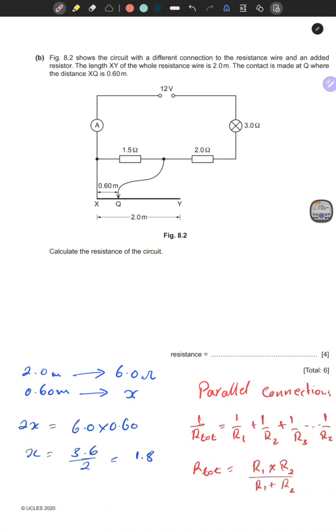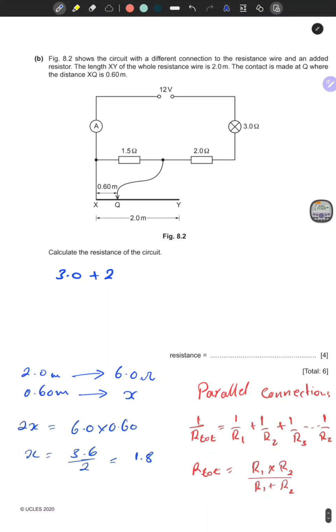Okay, so let's get back to adding the resistances together to get the total resistance here. So the 3 ohm plus the 2 ohm there gives me 5 ohm. That is the series connection.